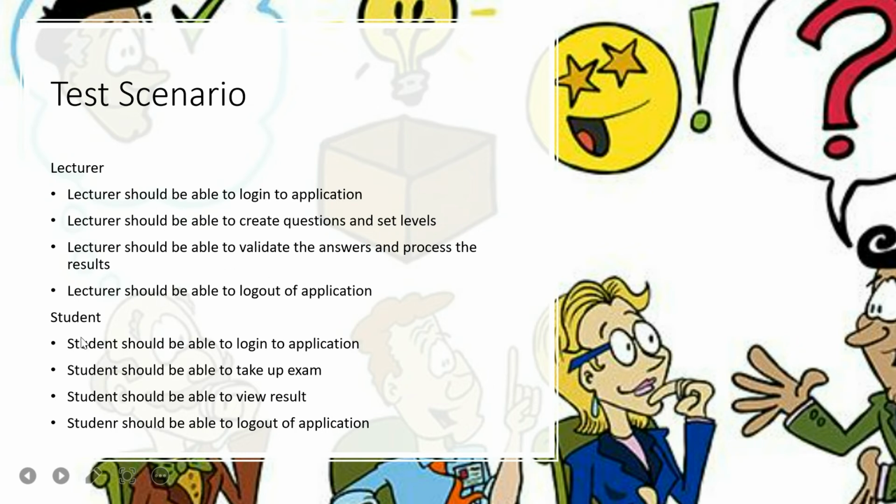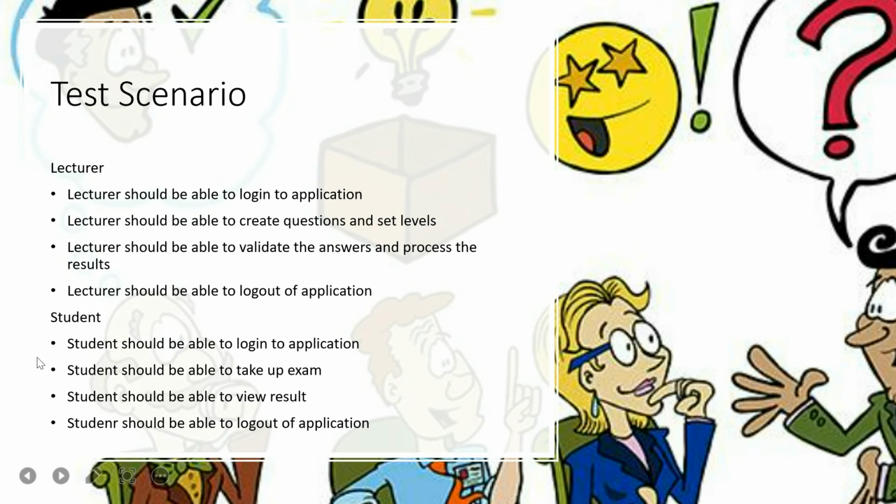Okay, now for student, students should be able to log into the application, student should be able to take up the exam, student should be able to view the result, and student should be able to log out of the application. So these are going to be the test scenarios. Did you people understand what a test scenario is now from this? So we are having two different modules. One is lecturer, one is student, and lecturer scenarios are this, and student scenarios are this. Are you clear?